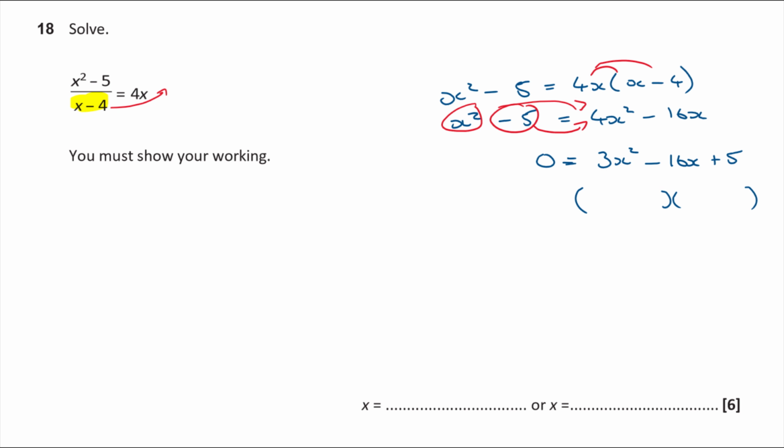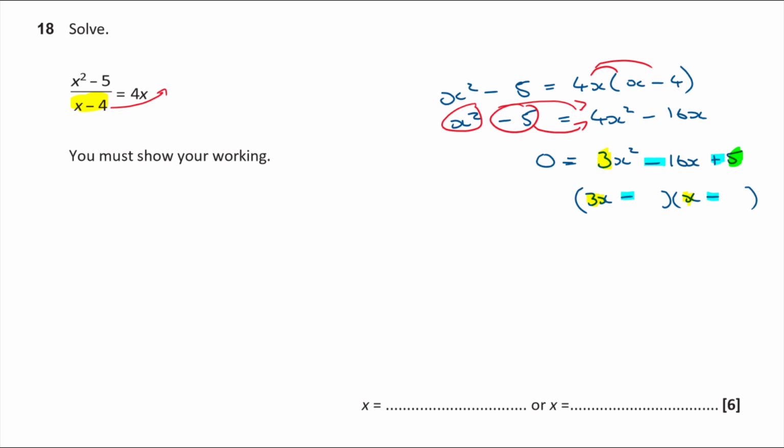Well, if I can, my lead coefficient of 3x squared would suggest that I've got a 3x and an x here. So when I multiply them together, I'm going to get my 3x squared. Next, let's have a look at the signs. I've got a minus and a plus. So if it's a positive number on the end but a negative number in the middle, that means I must have two negatives. So I'm going to get a minus and a minus. Okay. And then finally, the number on the end here is 5.